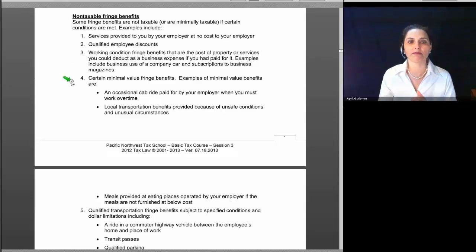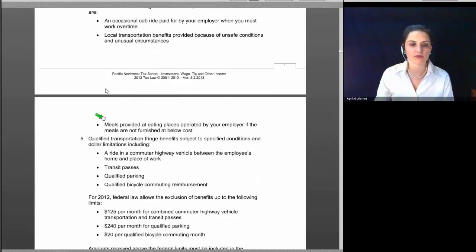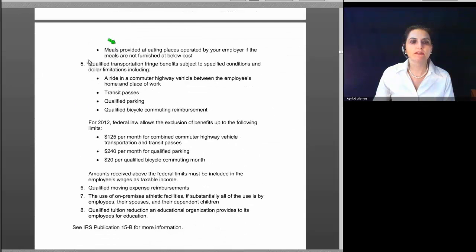Number 4, certain minimal value fringe benefits. Examples of minimal value benefits are an occasional cab ride paid for by your employer when you must work overtime, or local transportation benefits provided because of unsafe conditions and unusual circumstances, or meals provided at eating places operated by your employer if the meals are not provided at below cost.